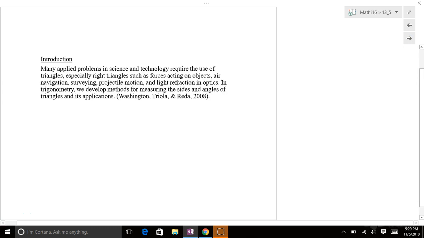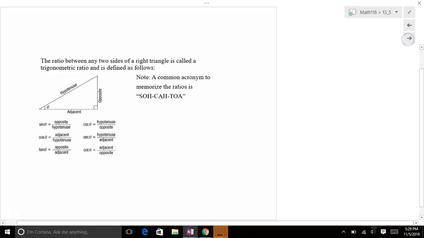So let's take a look here. Just a little intro from your textbook. A lot of application problems require use of trigonometry, such as projectile motion, light refraction, navigation, surveying. All of these can involve trigonometric ratios. So let's define the trig functions using right triangle trigonometry.